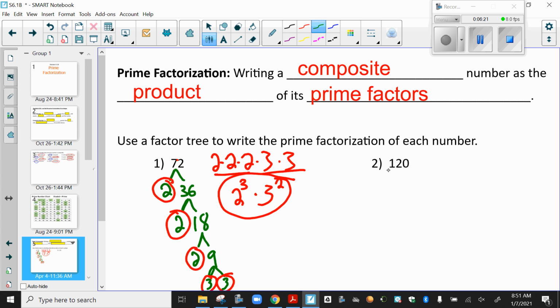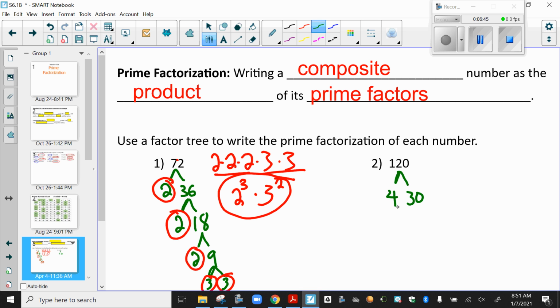Let's do it again. 120. I'm going to do 2 times... Actually, scratch that. You know what we could do? We could pick different numbers. We don't have to start with 2. How can we make 120? Well, how about, let's see, how about 4 times 30? That makes 120. So, all right.